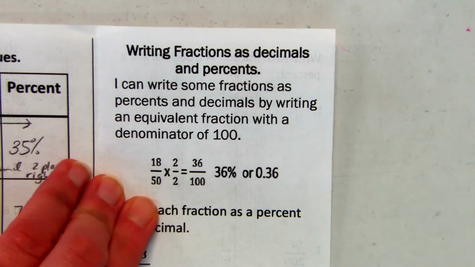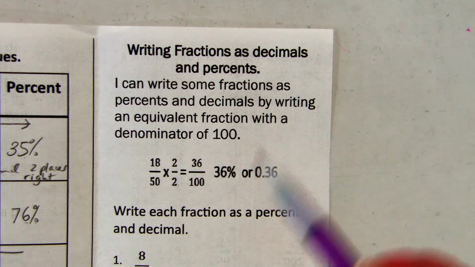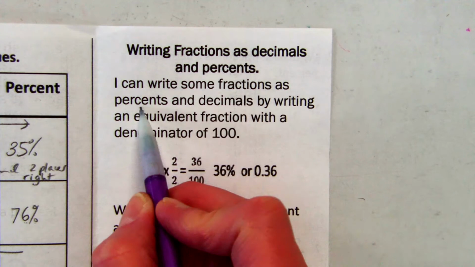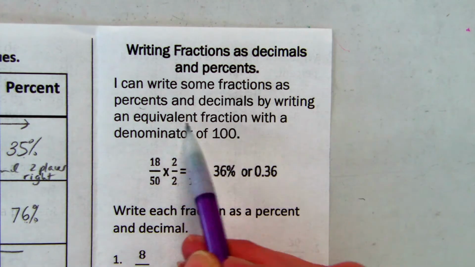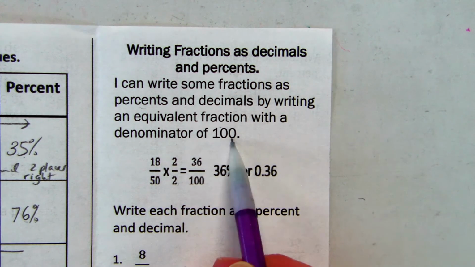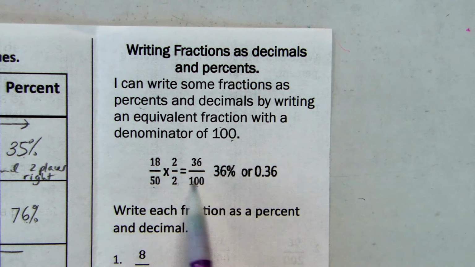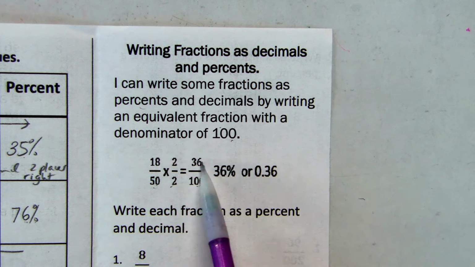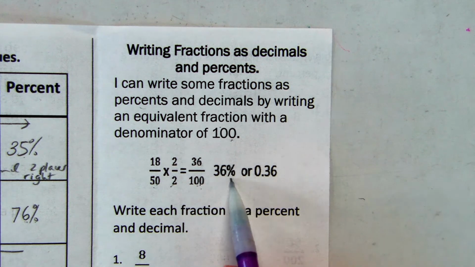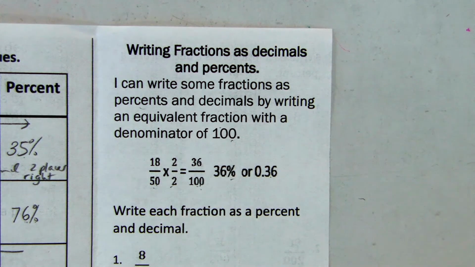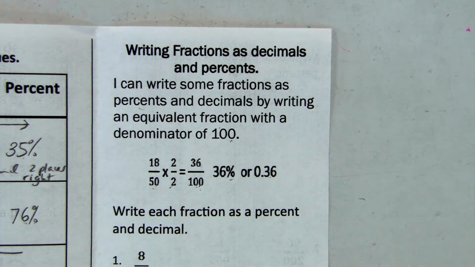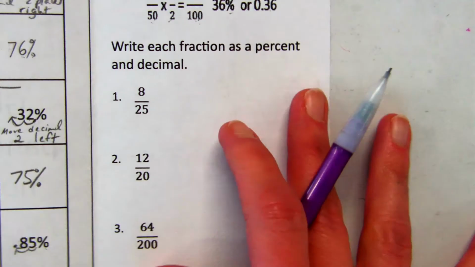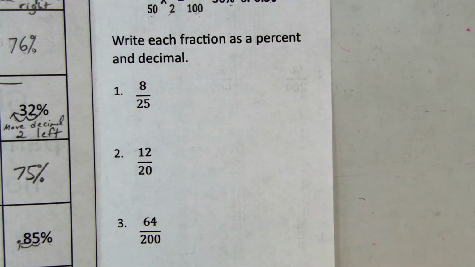So this is just reminding us of writing fractions as decimals and percents. I can write some fractions as percents and decimals by writing an equivalent fraction with a denominator of 100. So we just did some of this where we went from 50 to 100 by taking it times 2, and then you get 36 over 100, which is 36% or 0.36. They've got some more examples here, so we'll review some of our shortcuts, and then there's a weird one in the middle.